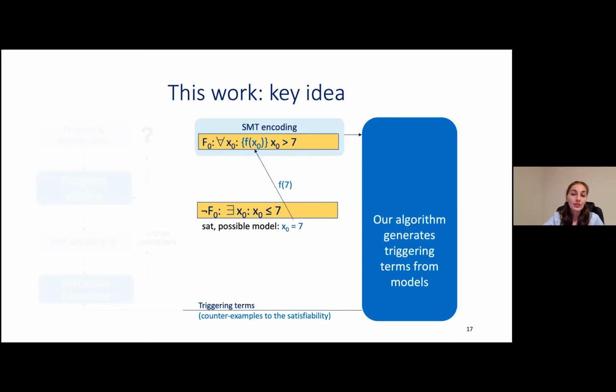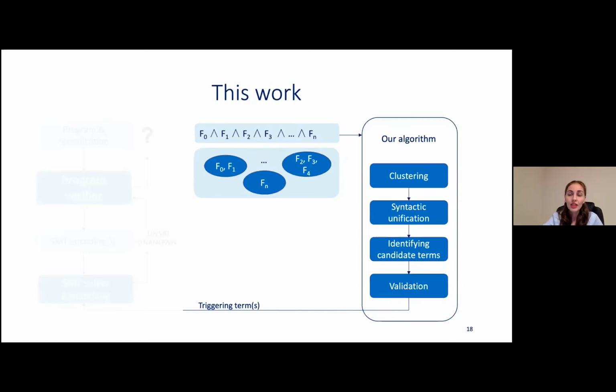If we now take this model, the value 7, and we replace x0 in the pattern that was given, we obtain f of 7, which is a triggering term, which is sufficient for the solver to complete the proof. So this is the key idea behind our algorithm, that the triggering terms that we generate can be obtained from models of formulas. Now, our algorithm contains 4 steps and assumes that the input formulas are a bit more complicated than the examples that you have seen so far, which contained only 1 or 2 formulas. It assumes there are arbitrarily many.